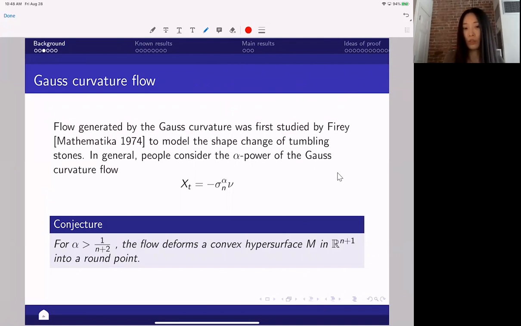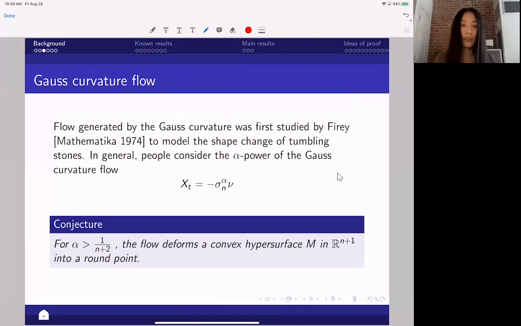Actually the power matters. When alpha equals 1 over n plus 2, it was proved by Ben Andrews that a convex hypersurface M deforms into an ellipsoid, which means that if alpha equals 1 over n plus 2, when you zoom in around the singular point, what you can see is an ellipsoid instead of a round sphere.